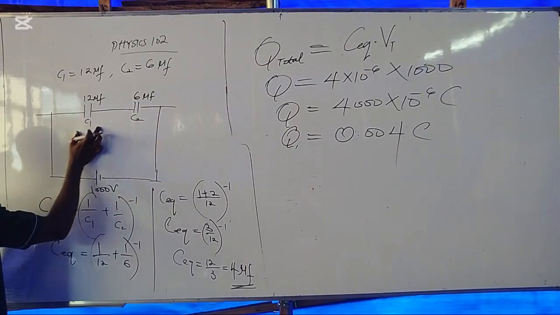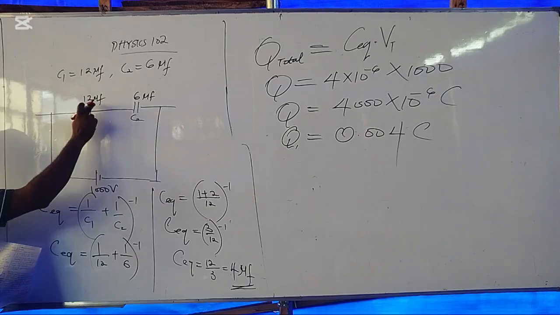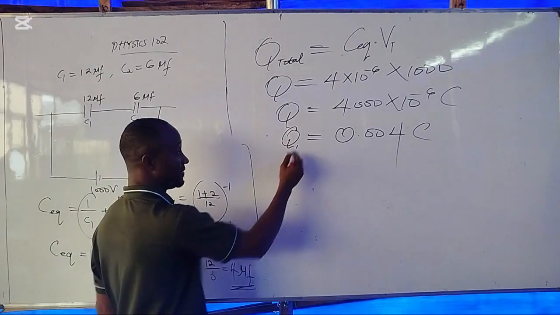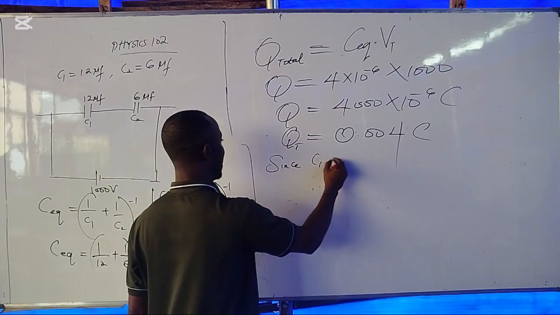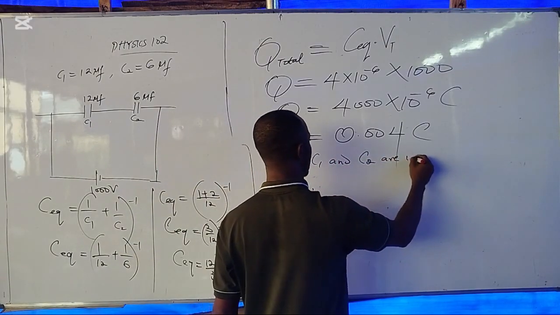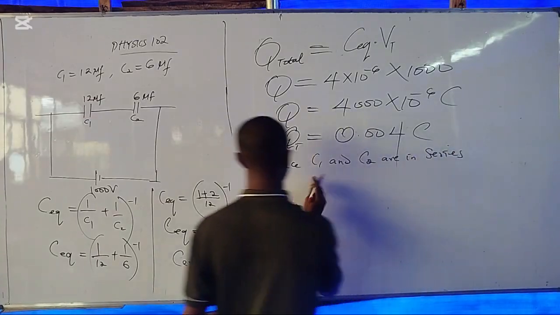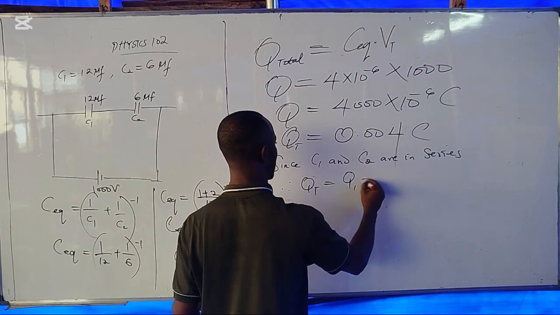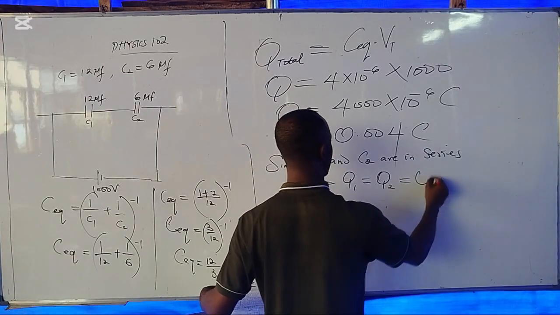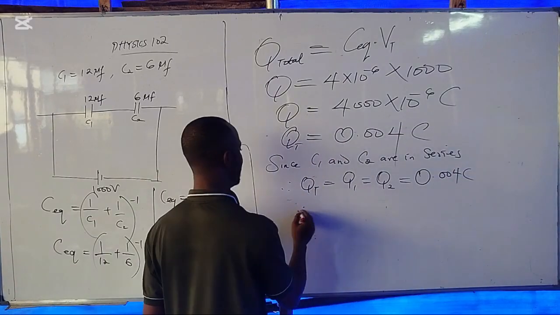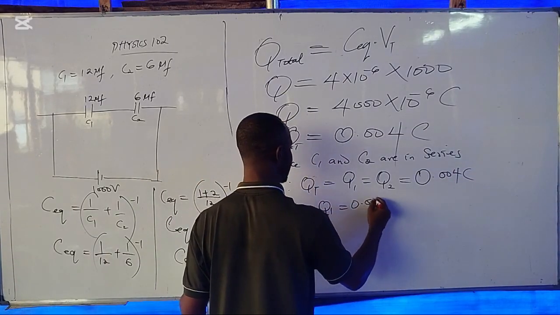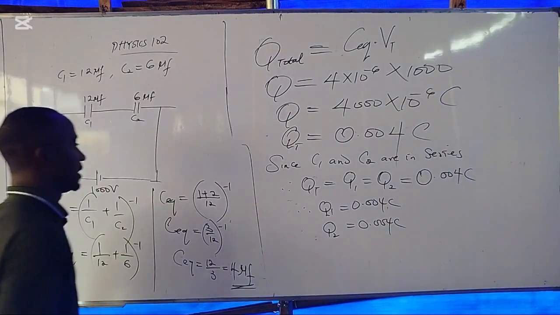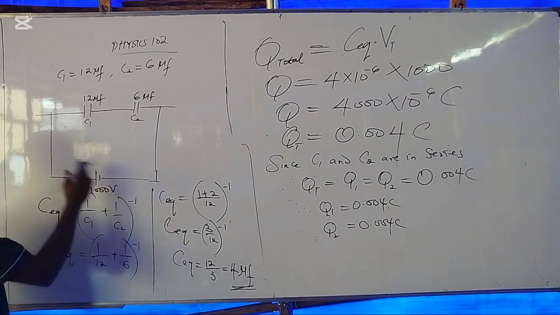Then, since C1 and C2 are in series, that means the charge on C1 is the same as the charge on C2, which is the same as the total charge. Are you following? Since C1 and C2 are in series, our total charge equals Q1 equals Q2, which is 0.004 coulomb. So Q1 is 0.004 coulomb. What's our Q2? 0.004 coulomb. Are you following?